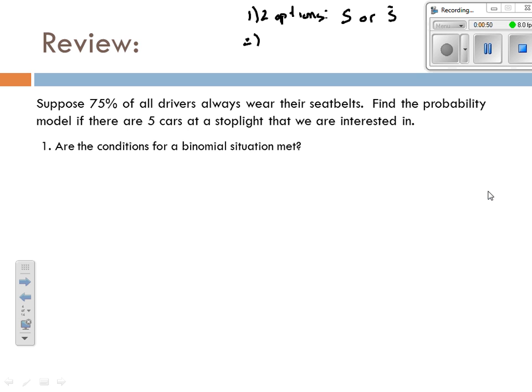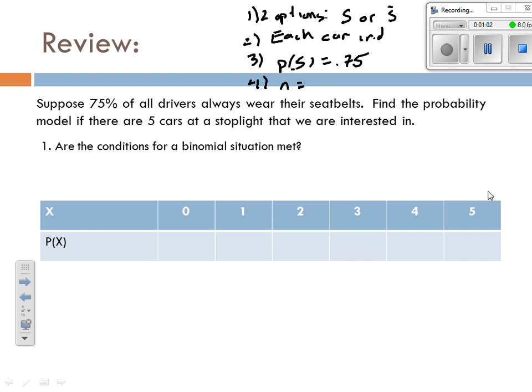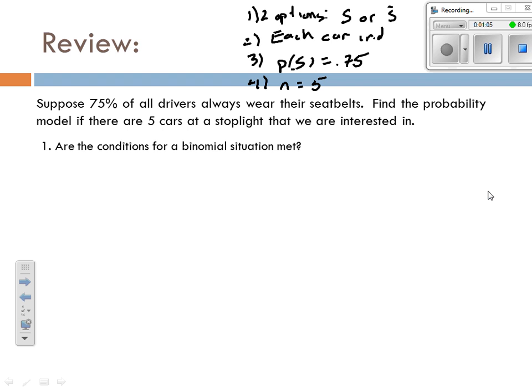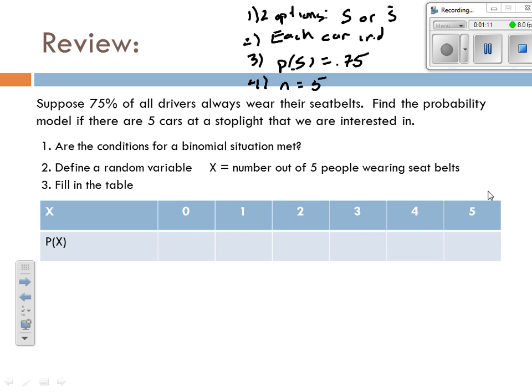Each car is independent. Sorry about the flashing. The probability they have their seatbelt on is 0.75, and we have a fixed number of trials, n equals 5. So it is binomial. So we'll go ahead and define our random variable as the number out of 5 who are wearing their seatbelt.